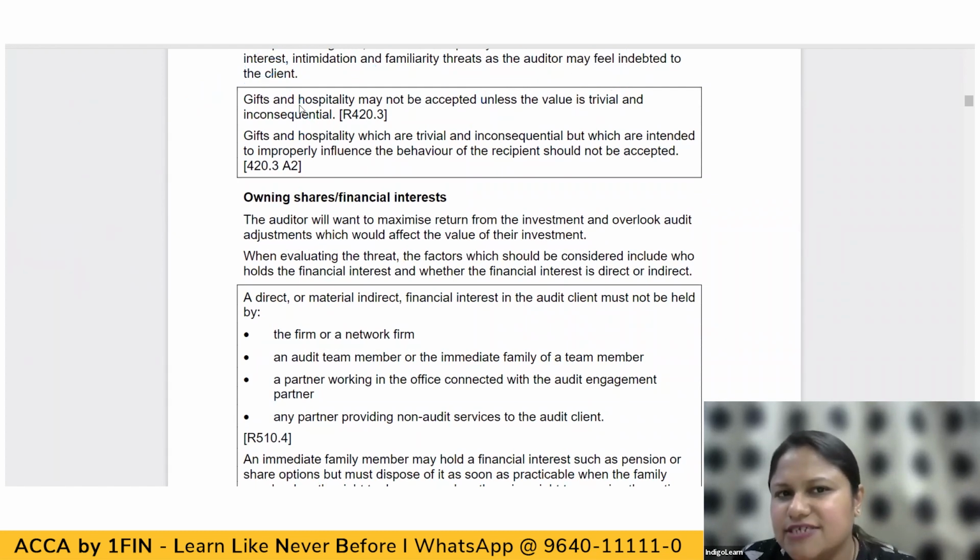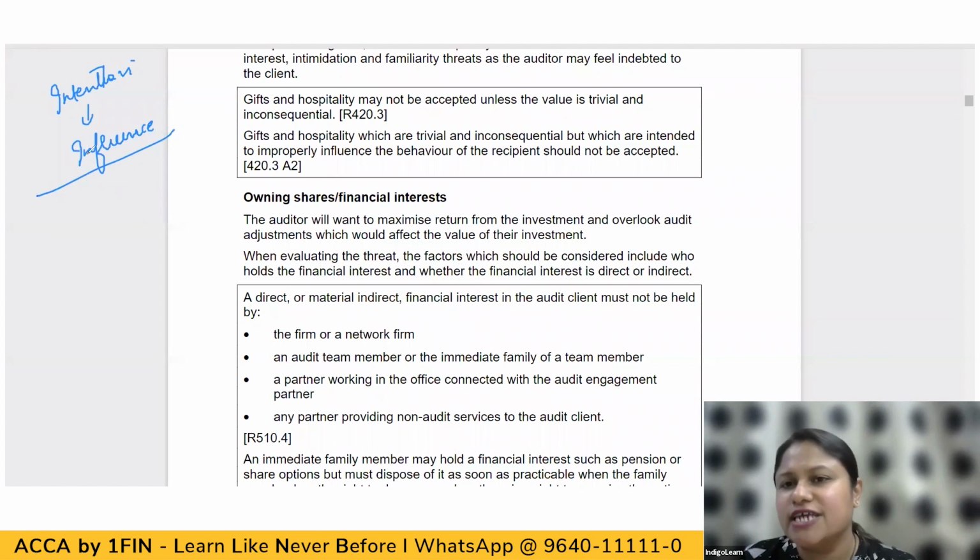The safeguard is that gifts and hospitality may not be accepted unless the value is trivial and inconsequential. Trivial means very small, immaterial. If that much is the value, take it, no problem. And inconsequential means it doesn't have any influence over you. Gifts and hospitalities which are trivial and inconsequential, but which are intended to improperly influence the behavior of the recipient, should not be accepted. So don't look at the size or nature of the gift or service. Look at the intention. Is the intention to influence you? If so, please do not take any kind of service or gift from the client. Otherwise, you will have to compromise on your objectivity.